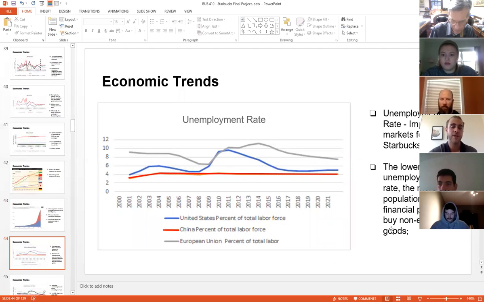The unemployment rate here, comparing the United States, China, and the European Union. Not as much as the inflation rate, but the lower the unemployment rate, the better, because then people will have money to buy non-essential goods. I have a feeling that when these numbers are done again, we're going to see Europe's unemployment rate pop up because they are really being blasted by the coronavirus. Yes.